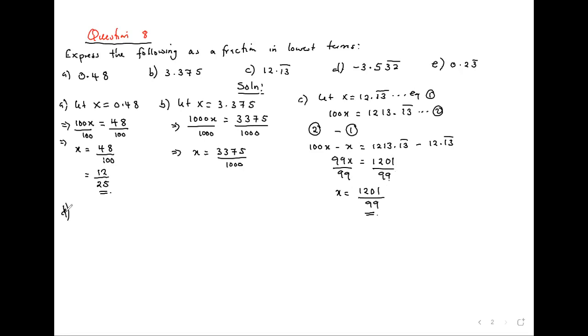We go to E, we get x. Then we go to D, we get x equals negative 3.532 bar. Now, the negative does not affect anything there. The procedure is still the same.